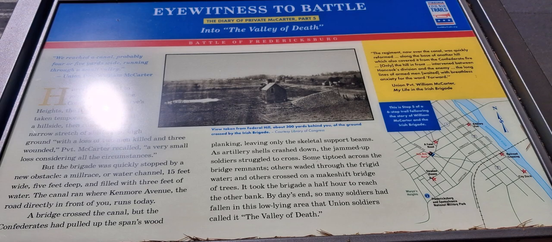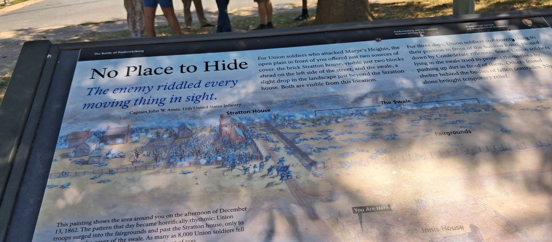The writer who wrote the novel Little Women, Alcott, has recorded her memories in a semi-autobiographical newspaper series called Hospital Sketches, in which she has recorded the horrific scenes she witnessed. The board above shows the repercussions on the citizens of the town, that they had no place to hide as the enemy riddled every moving thing in sight.